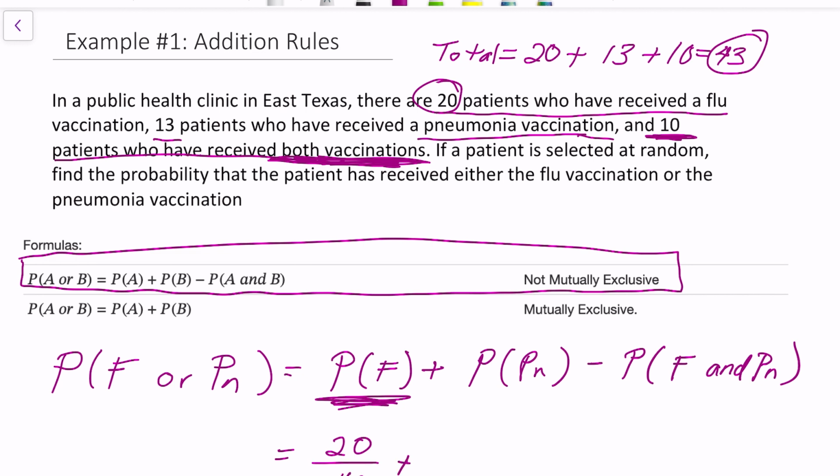Probability that they got the pneumonia vaccine, so 13 over 43, minus the probability that they got both. So there you go. So that's 33 minus 10. That's going to be 23 over 43, which is 0.53.